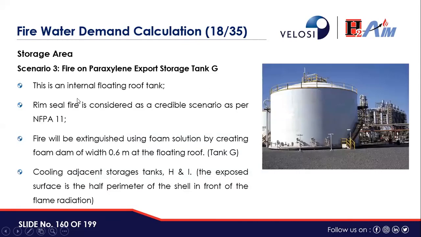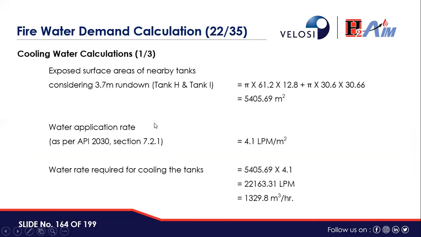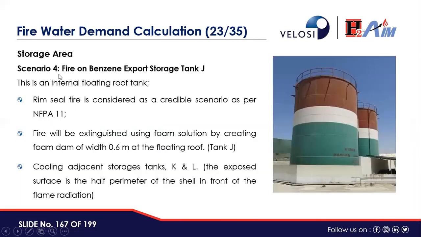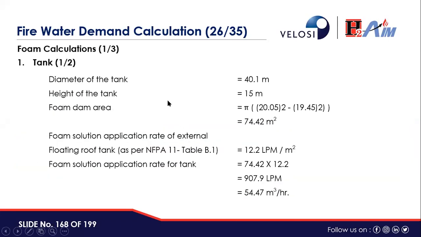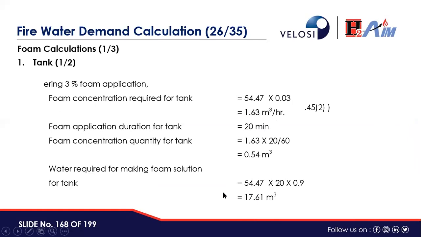Similarly, we have applied the same formulas on scenario number 3 and for scenario number 4 as well, which was the fire on benzene export storage tank J. We have calculated the area with the help of diameter and height, and then we have multiplied that foam dam area with the foam solution application rate of the external floating roof tank. We can get the foam solution application rate, which was 54.47 cubic meter per hour.